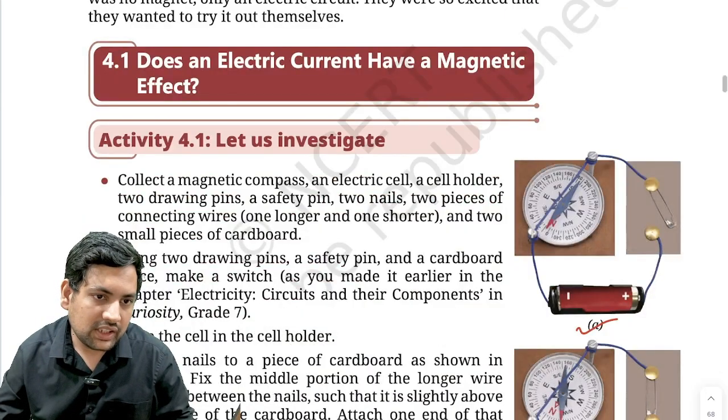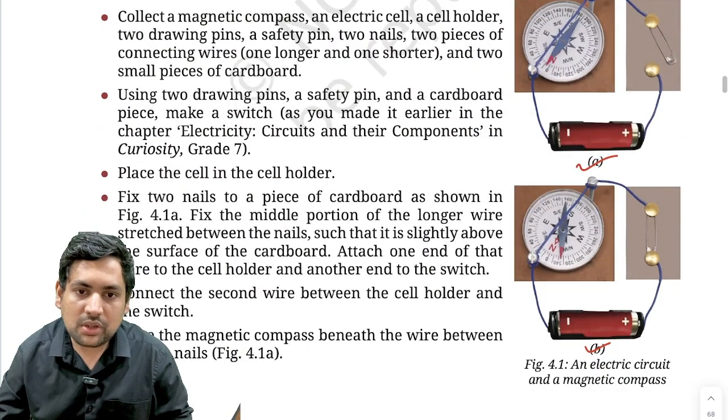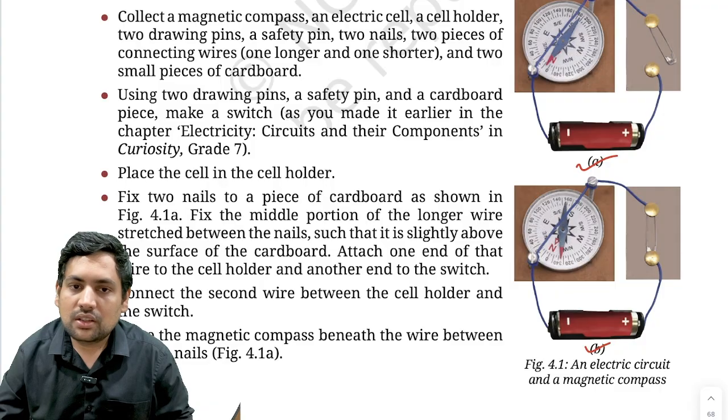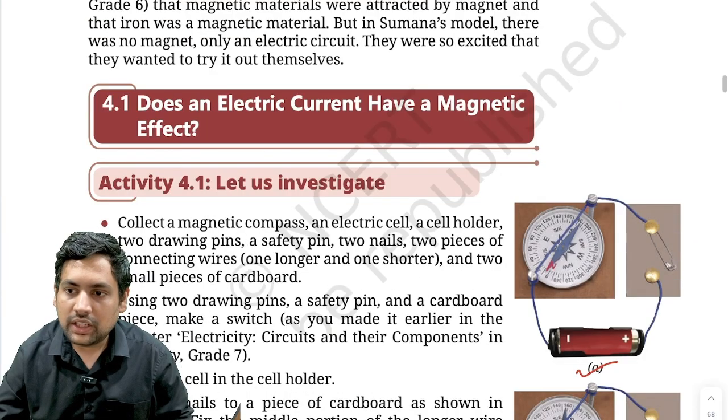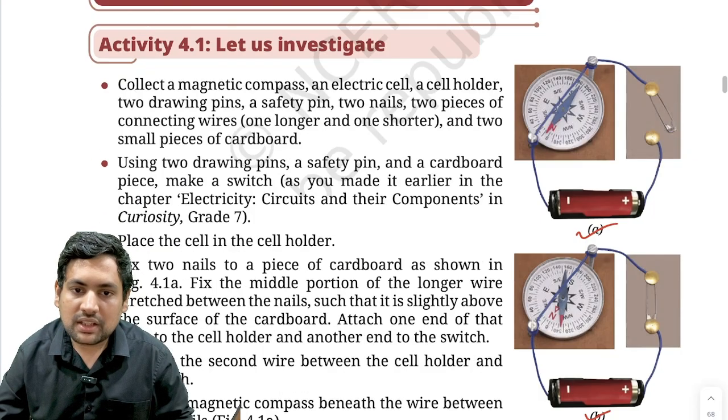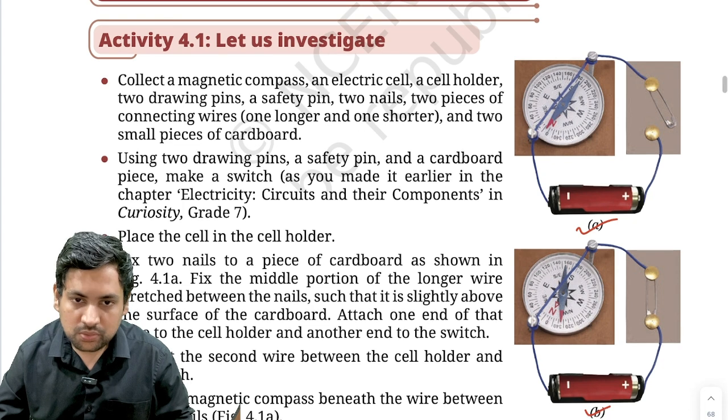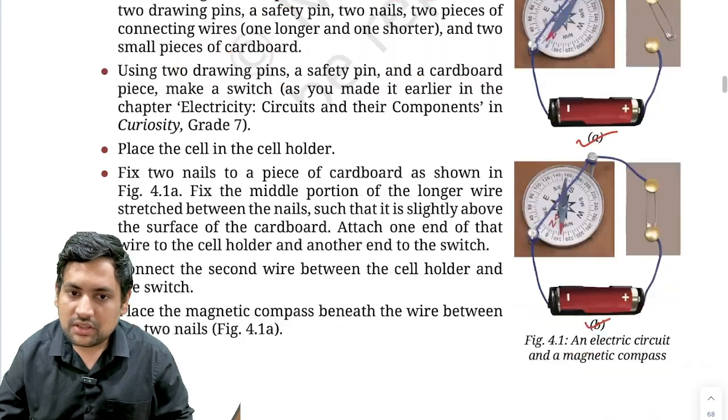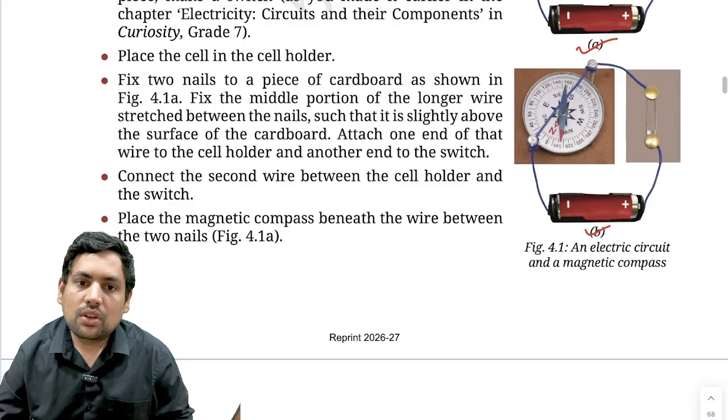So, what it says, let us investigate this. Basically, for example, it placed two nails here, and they are connected to a battery. Can you see this diagram? Correct. Now, in the middle they have a compass.